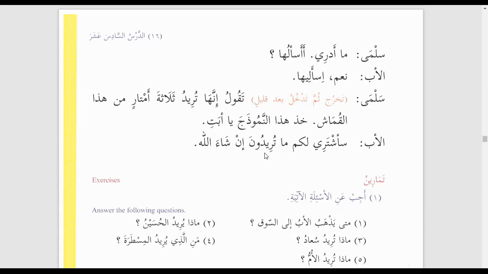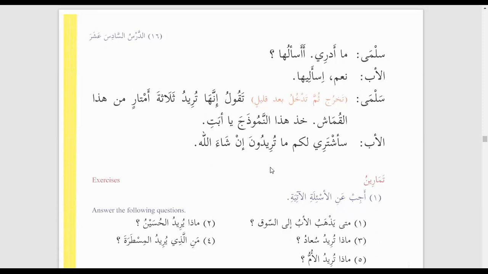So sa'ashtari lakum ma turiduna inshallah. So I will buy whatever you want. We will say this is the usloob of the Arabic language. We will not say that there is any specific preference for anyone, because all human beings are equal, except that those who have good deeds will be given preference by Allah subhanahu wa ta'ala.